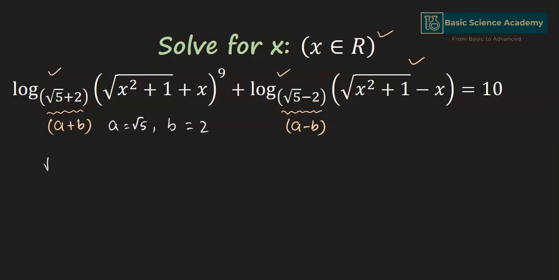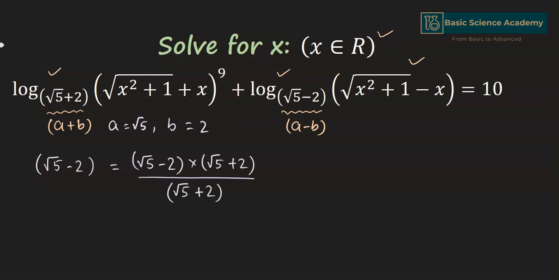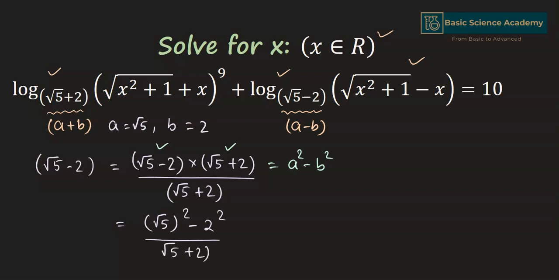We can convert square root 5 minus 2 into square root 5 plus 2 by multiplying and dividing by square root 5 plus 2. The numerator is in the form of a minus b multiplied by a plus b, which is equal to a square minus b square. Hence, this is equal to a square, which is square root 5 square, minus b square, which is 2 square, divided by square root 5 plus 2, which is equal to 5 minus 4, which is equal to 1.